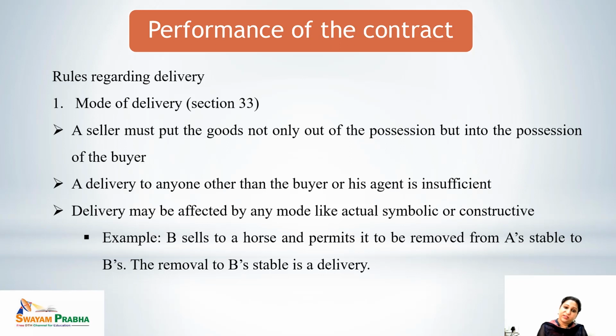In actual delivery, there is a rule that the delivery must be made to either the buyer or his agent. And the delivery may be actual delivery, symbolic delivery, or constructive delivery. It doesn't make any difference, but the delivery should be given to the buyer or his authorized agent. Let's see the example. B sells a horse and permits it to be removed from A's stable to B's. The removal to B's stable is a delivery.